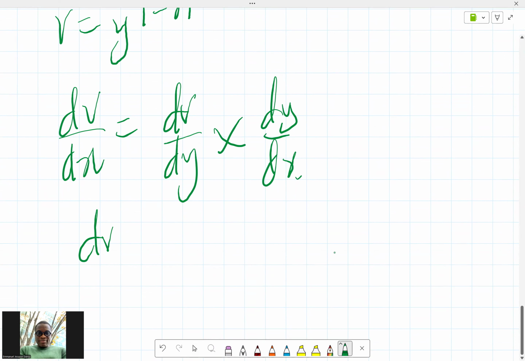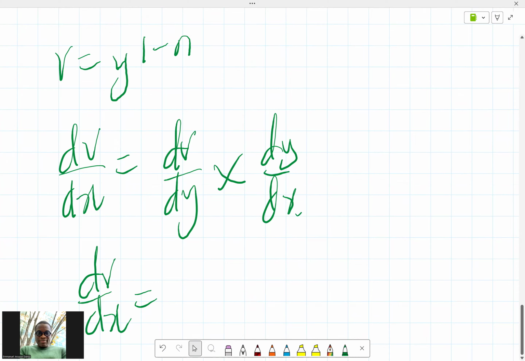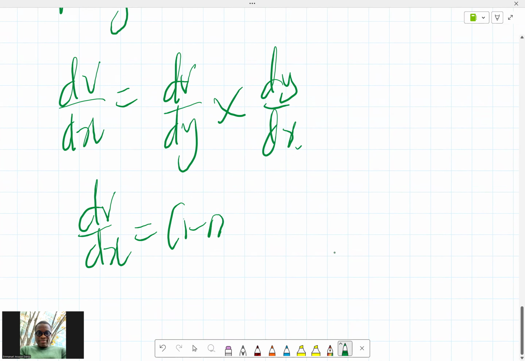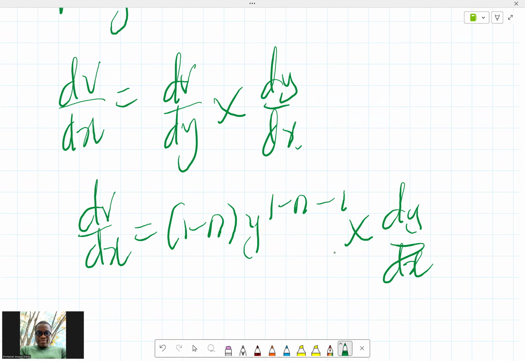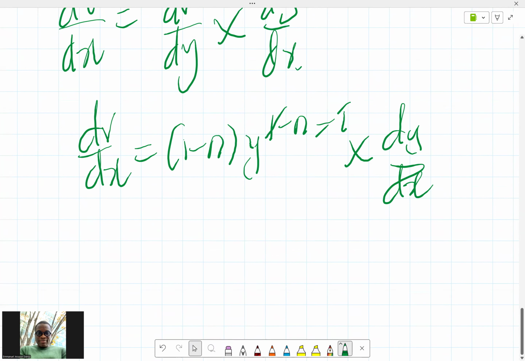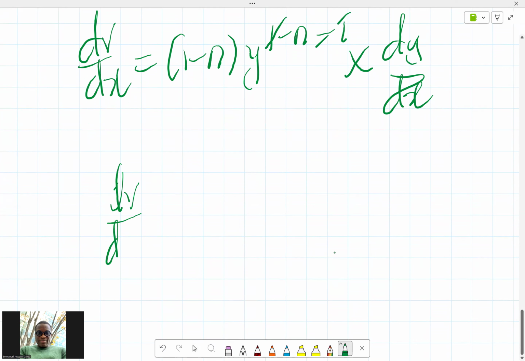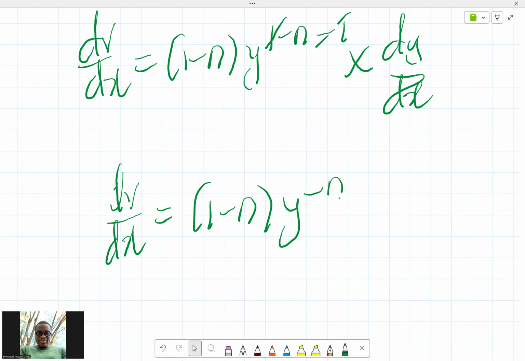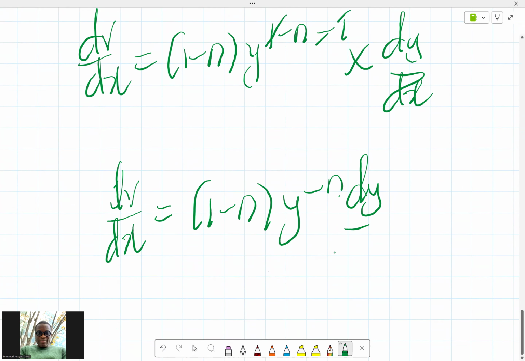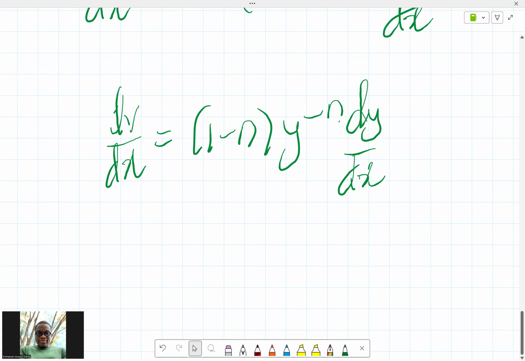So that means that dv/dx would be equal to dv/dy times dy/dx. If we differentiate v with respect to y, 1 minus n will come down, and we have y raised to power 1 minus n minus 1. We have differentiated with respect to y, and then this is implicit now, so we have dy/dx. So we have dv/dx equals 1 minus n times y raised to power minus n times dy/dx. So this is dv/dx now in terms of dy/dx.